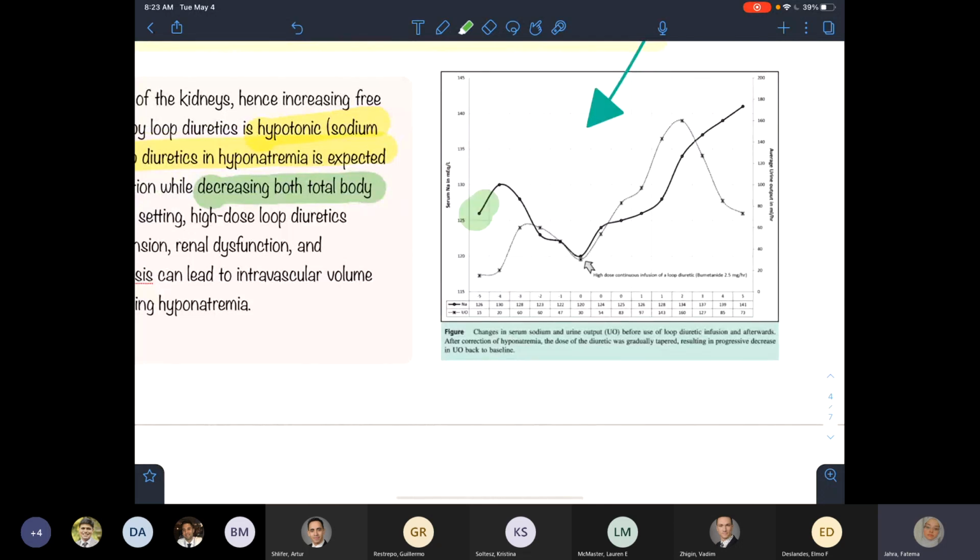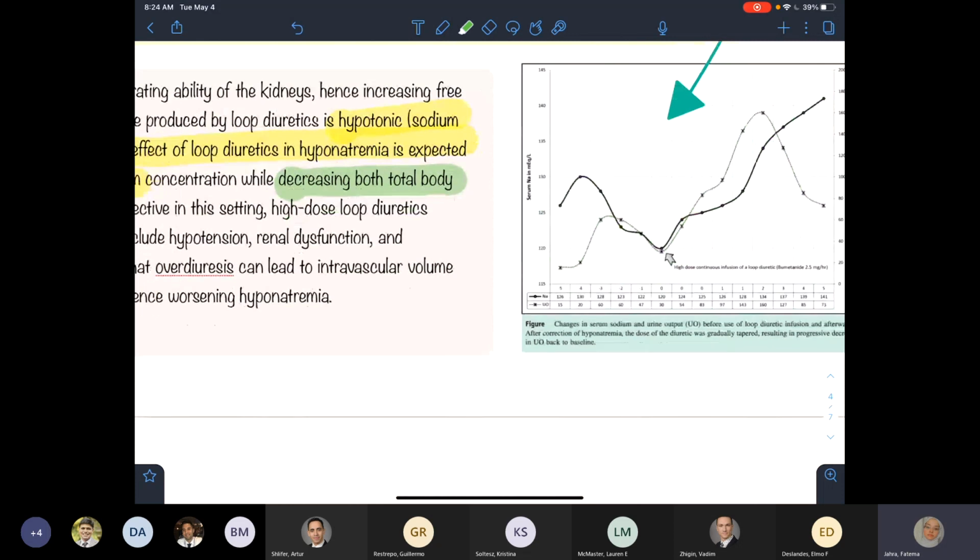So here you can see the sodium in heart failure patients. With the higher doses, their sodium improved over time, and urine output also stabilized over time. And so that's why it's recommended.